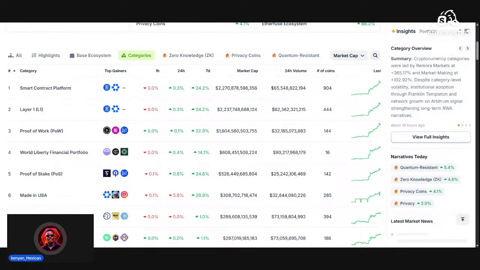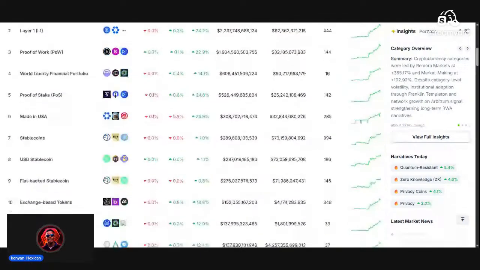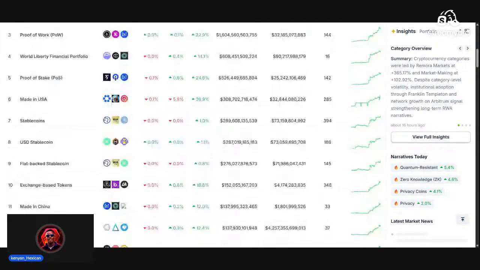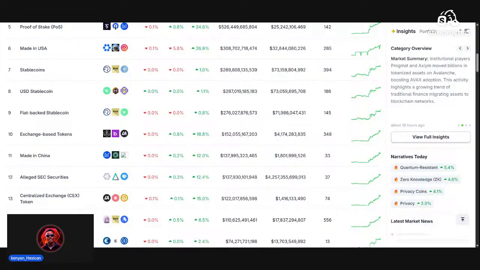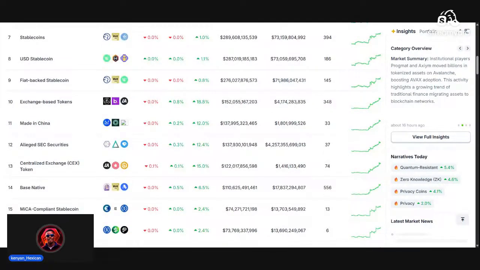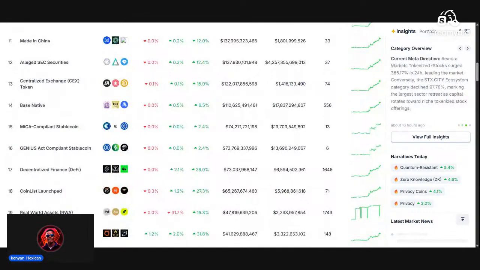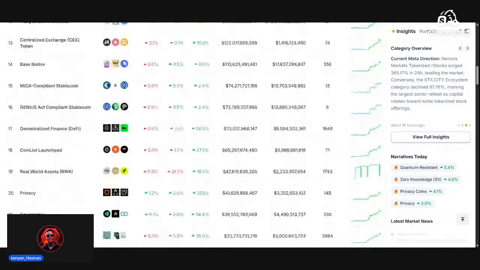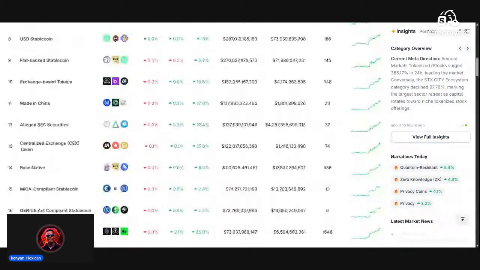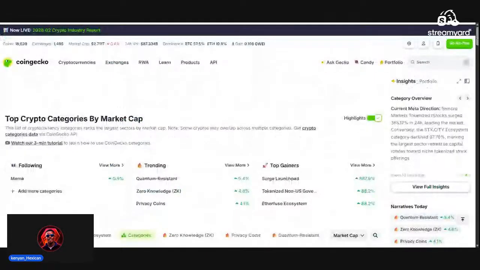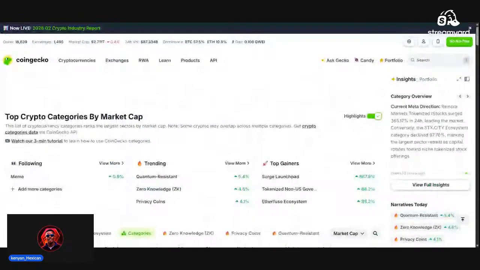Proof of work, proof of stake, stable coins, you'll see all of them here. The exchange based tokens, you'll be able to see them here. Those which have been made from China, you'll see them here. DeFi tokens, you'll see them here. So this is just a brief walkthrough around these sites. It's not the only one.